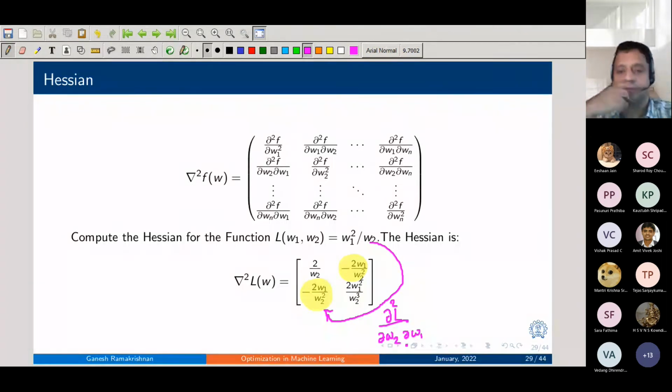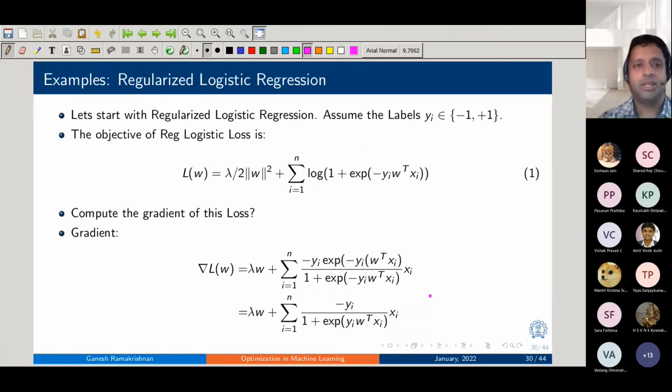Sir, in that function, if the value of w2 equals 0, then it will not be continuous, right? So it should be in range. Right. So this is not even defined if w2 is 0. You're right. But at all the places where the function is continuous, and therefore the Hessian matrix is symmetric. Okay.